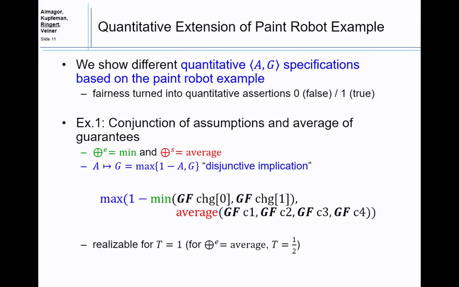So now let's try to put the average here. Instead of saying minimum, we say, okay, we don't trust all of the assumptions that well. We take the average. And then the satisfaction value t that can be guaranteed is only a half.